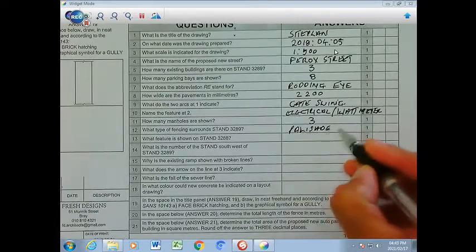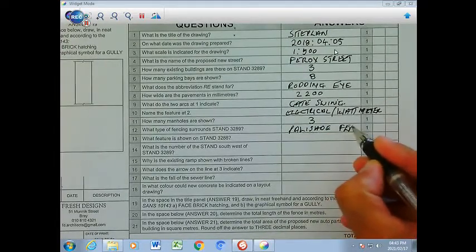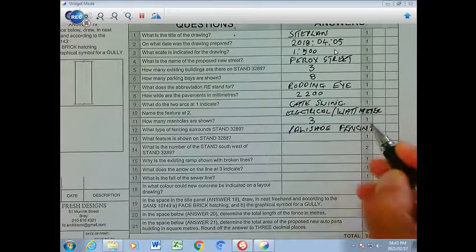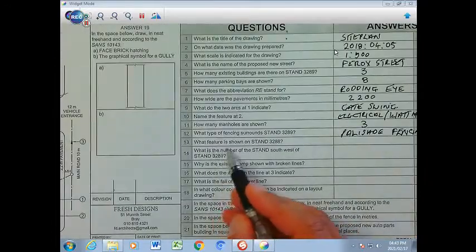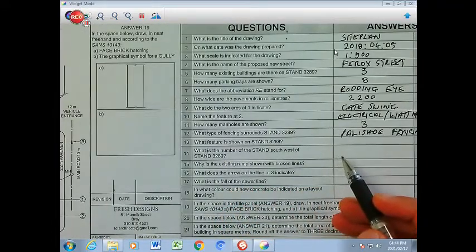Write the answer in there, palisade fencing. Okay. What feature is shown on stand 3288?